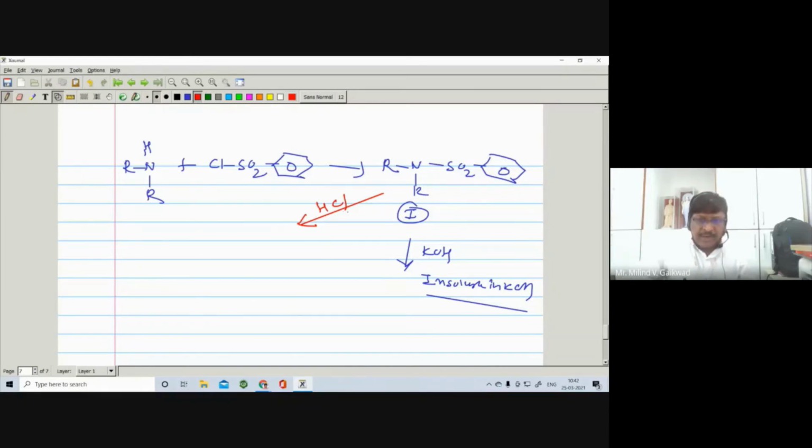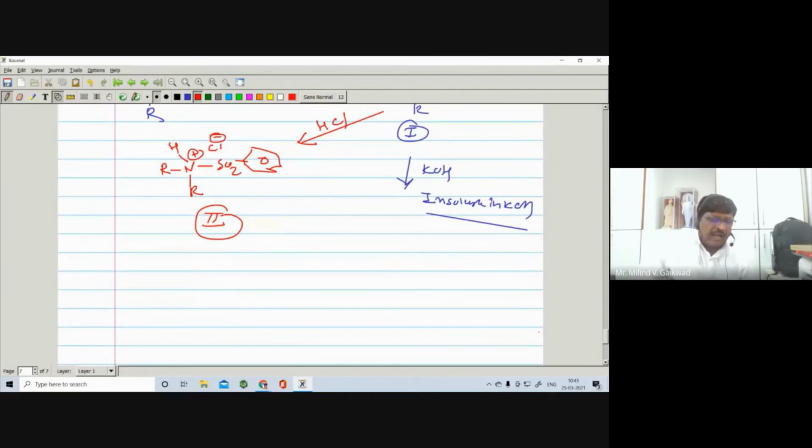So if you treat this with HCl, then there is a formation of R, here is N, here is R, here is SO2 and here is a benzene nucleus. Okay, so R R, here is the H positive and Cl negative. So this second compound, it is insoluble in KOH or HCl. It is insoluble in KOH or HCl.